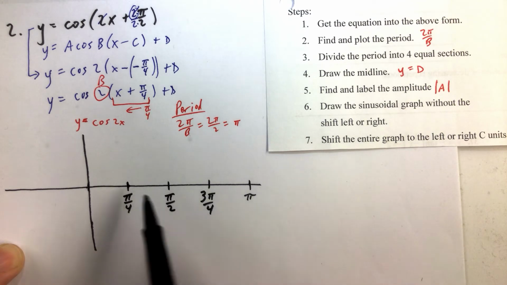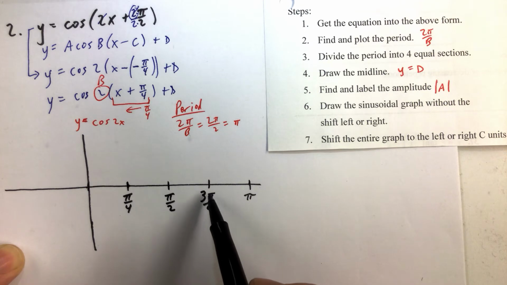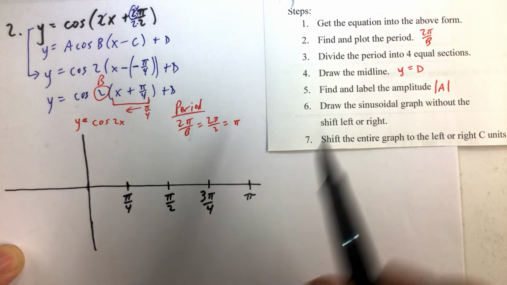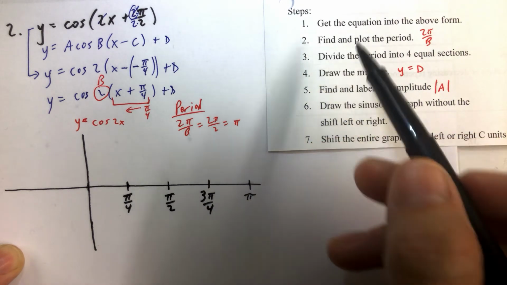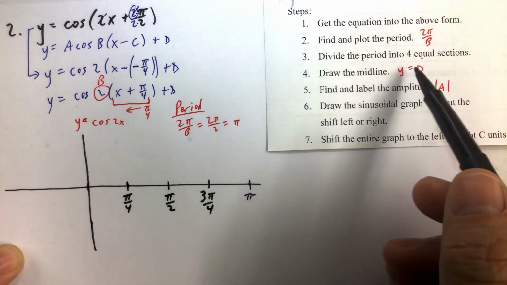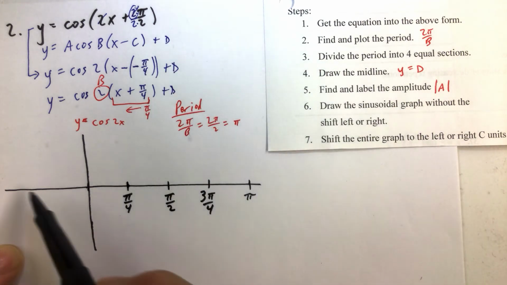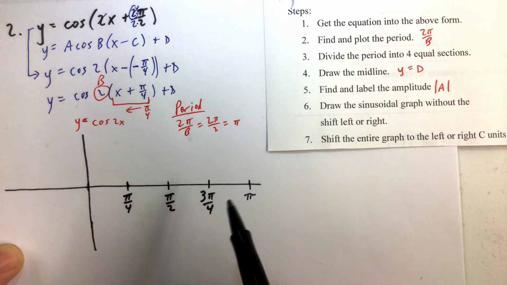If you remember the little trick of multiplying the first subsection number by 3, you get the third one. All right, so that's step 2: divide the period into 4 equal sections. That's step 3: draw the midline, y equals d. Again, there's no plus anything out here, so d is 0, so the midline is already drawn for us. It's the x-axis.